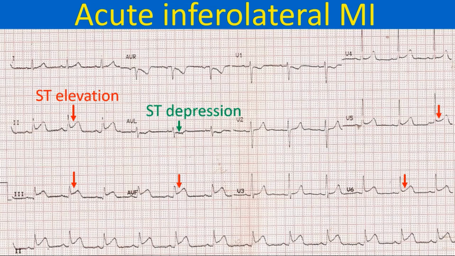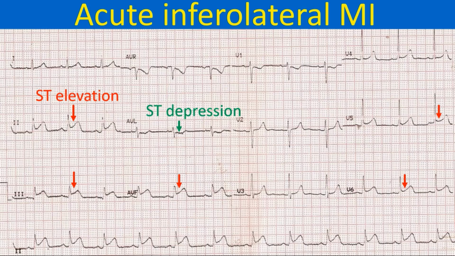ECG showing acute infralateral myocardial infarction. ST segment elevation is seen in infralateral leads 2, 3, AVF, V5, V6 indicating infralateral ST elevation myocardial infarction. There is a discordance between the ST segment in AVL and V6. There is ST segment depression in AVL while the ST segment is minimally elevated in V6.